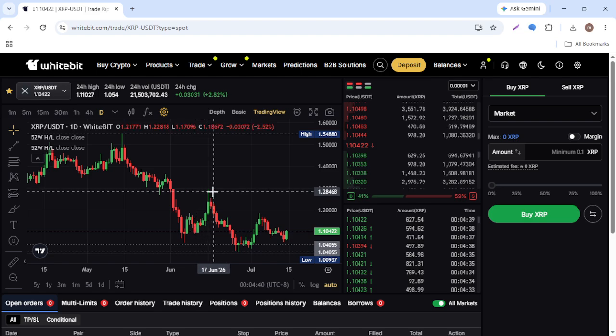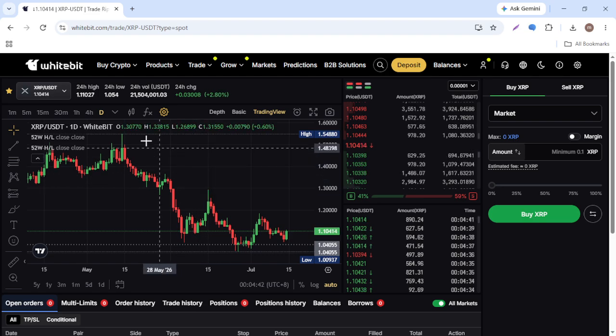One of the first statistics you'll notice is the current market price. This shows the latest price at which the cryptocurrency is being traded. You'll also find the 24-hour price change. This indicates how much the asset's price has increased or decreased over the past 24 hours, usually shown as both a percentage and a price difference.